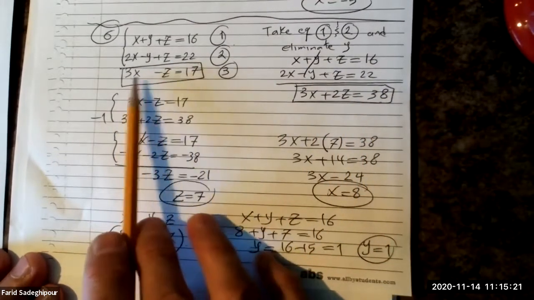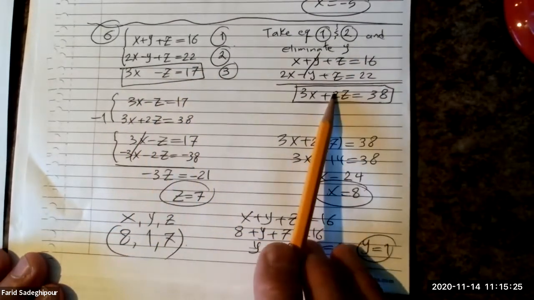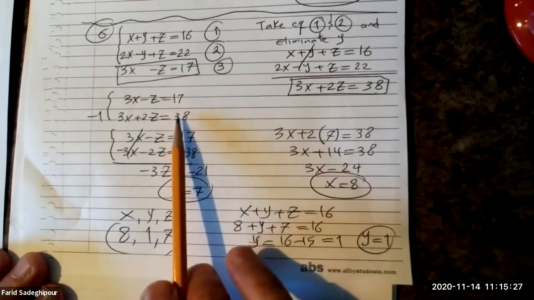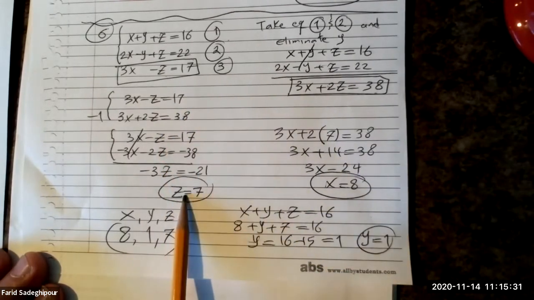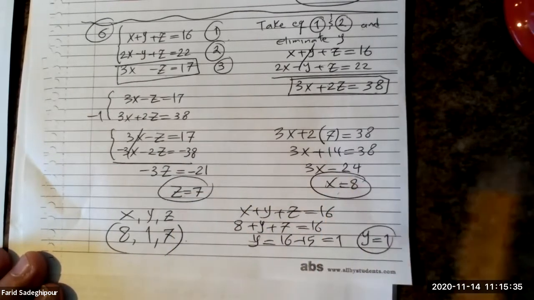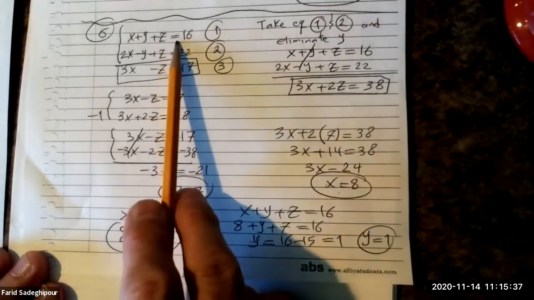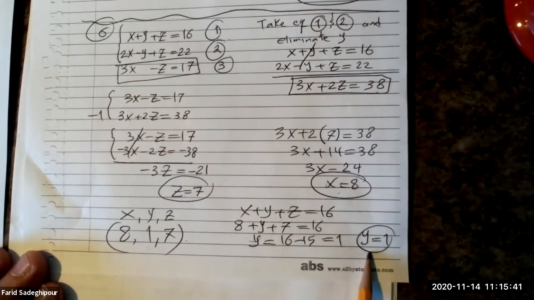I already have an equation that has x and z, and I find another one here. So I'll put these two together. Solving this by the method of elimination gives me z and x. Then you take these two and substitute into one of these three equations. It's easier to use the first one. That would give you the last variable.